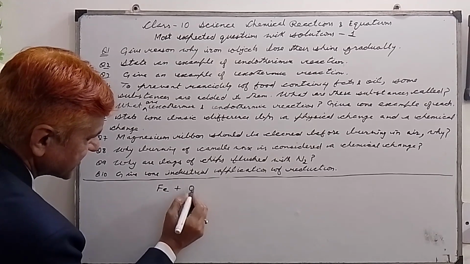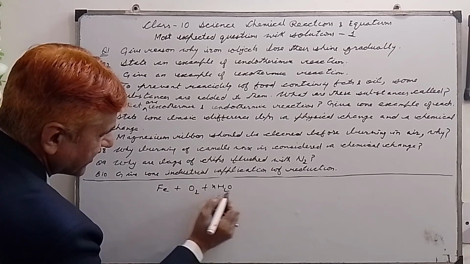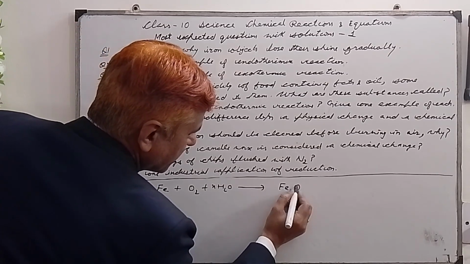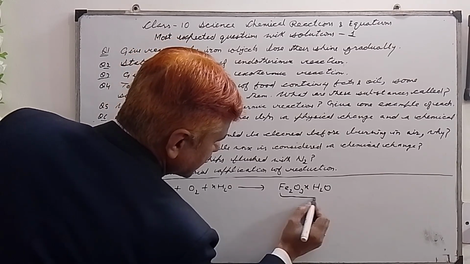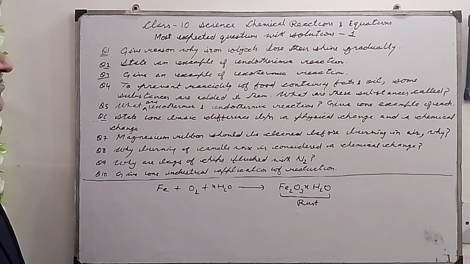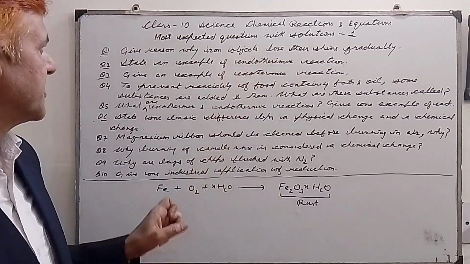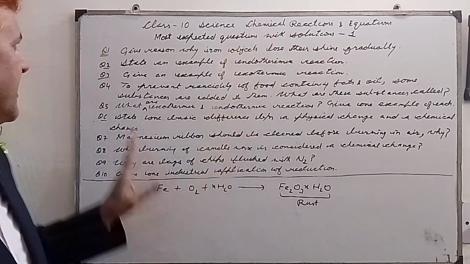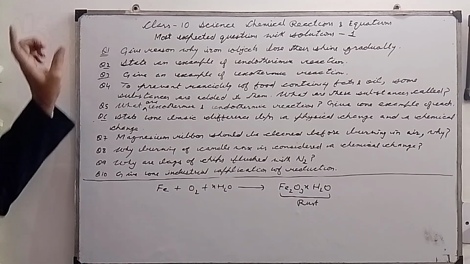Iron plus oxygen plus water is equal to Fe2O3 and X molecules of water. So my dear students, this is rust. Rust is formed, or iron objects get rusted. That is why they lose their shine gradually. I hope that you understood the answer of question number 1.